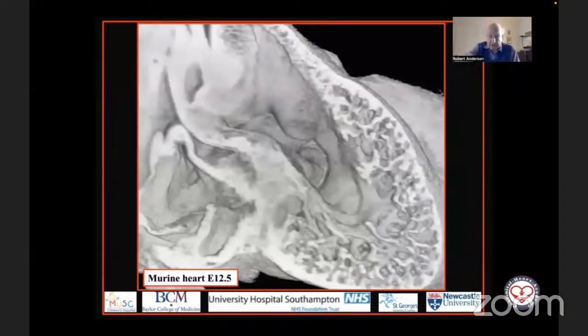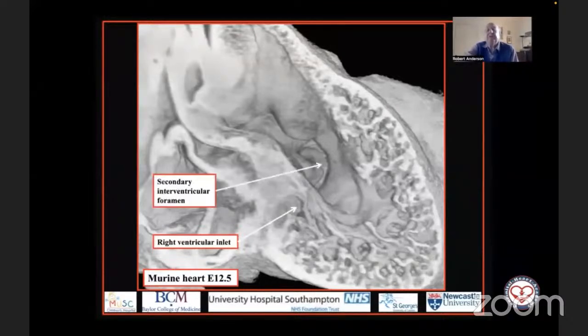And I can show you what happens in the developing outlet components much better by using mouse hearts. So this is another episcopic data set from a mouse heart prepared again by Dr. Mohan. And this is during the 13th day of development, embryonic day 12.5. You can now see how the right ventricle has acquired its own inlet. So the communication between the chambers is now the secondary interventricular foramen.